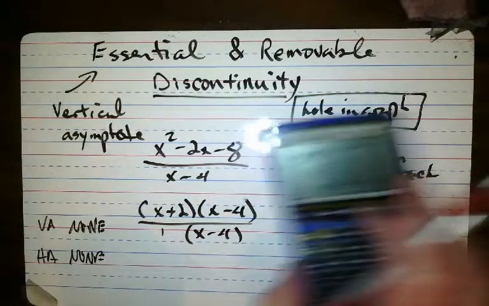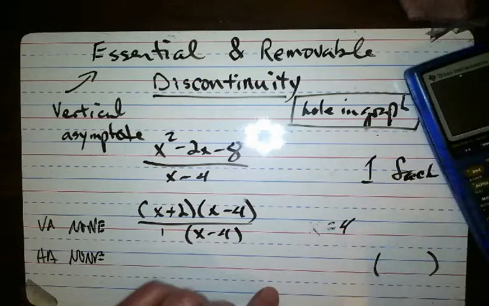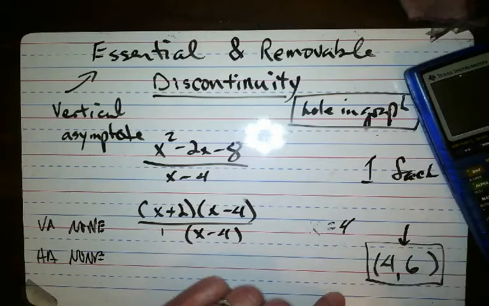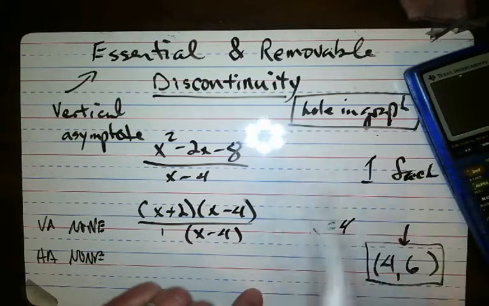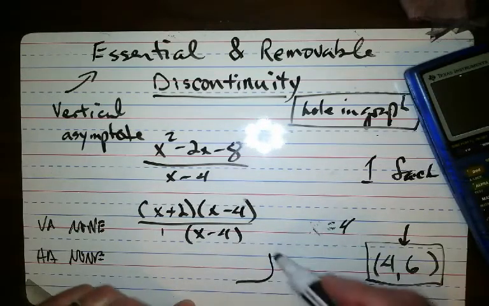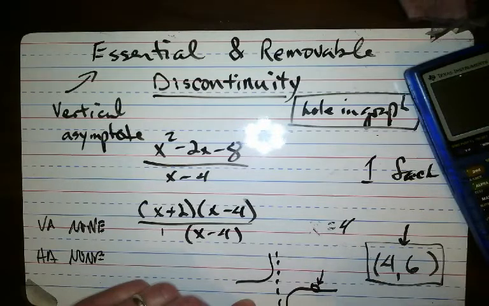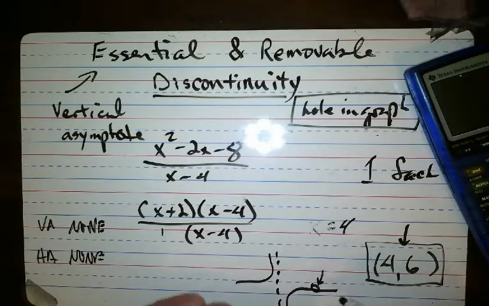Now, how could I find that? I put 4 in here. 4 plus 2 is 6. Yay! So the point that plugs the hole is this. It's removable because I can plug the hole. If it was a vertical asymptote, there's no way to plug a hole that's that big, right? But if there's a hole in the graph over here, you can figure out what number fills that up, and then it'll be a nice continuous graph, right? Right now it's not continuous, it's got a hole in it. So if I plug it in, then it's continuous again.